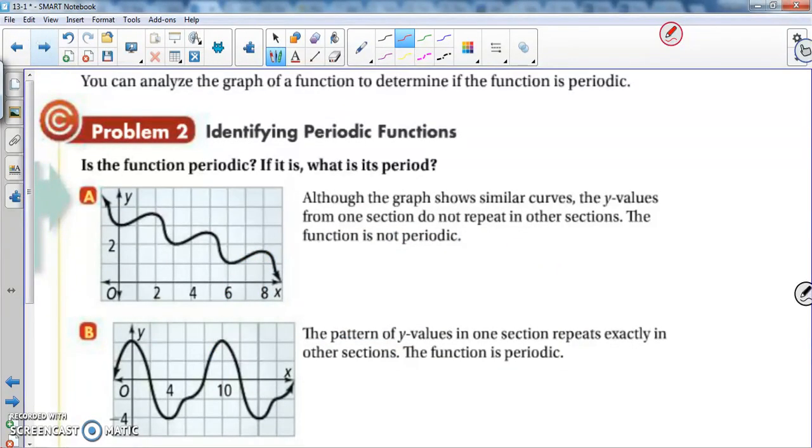You can analyze the graph of a function to determine if the function is periodic. We have to remember that we are repeating y values. So in example A, is the function periodic? Even though the graph shows similar curves, our y values from that one section do not keep repeating. The y values are going down, therefore this is not periodic.